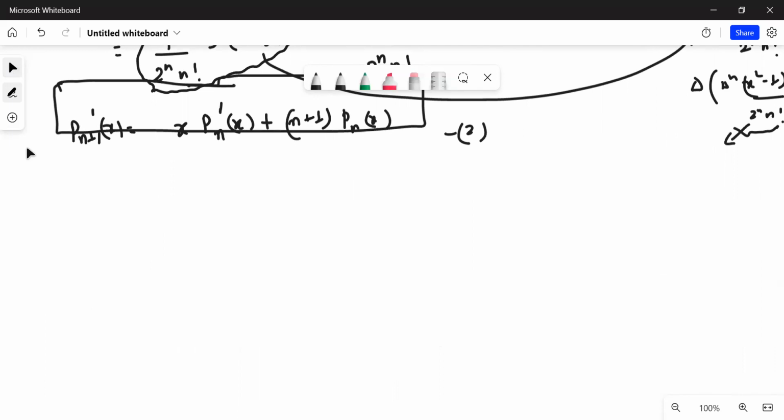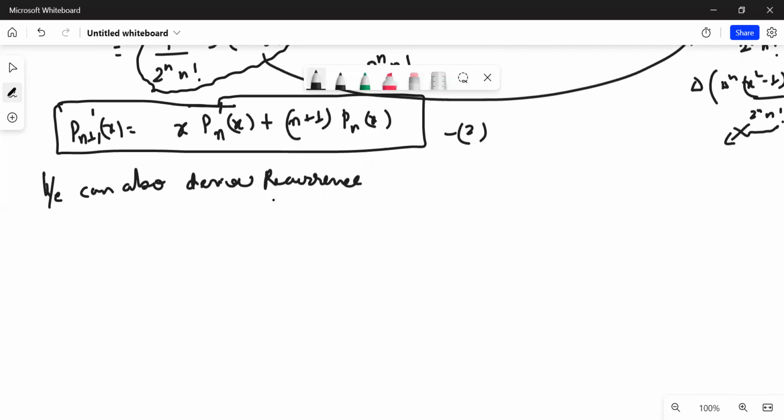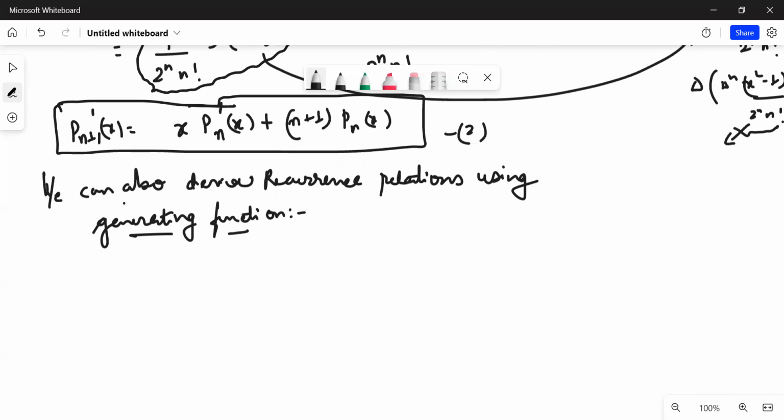So let us take an example and understand, can we really do so? We can also derive recurrence relations using the generating function. You know that if I use a generating function, then also I can derive relations between Legendre polynomials of different order. So let us write the generating function.